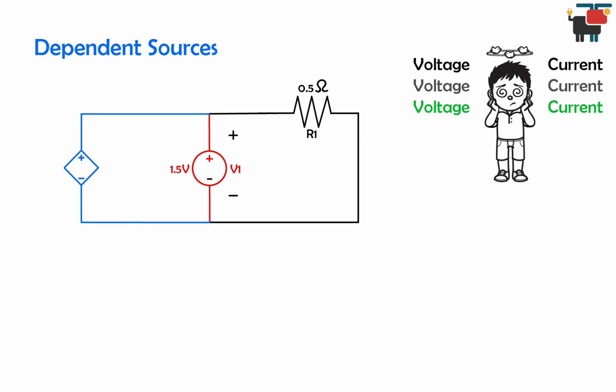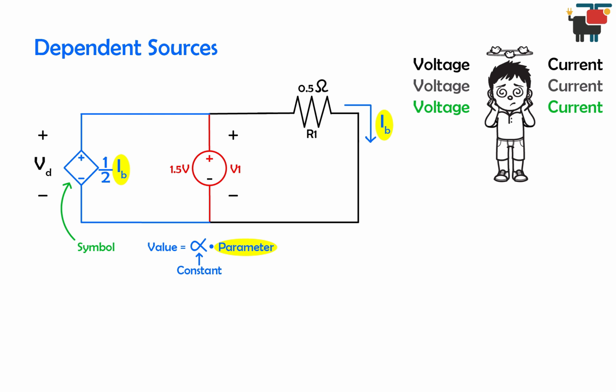By the way, just like the symbol for an independent source is a circle, we use a diamond for dependent sources. The value of the source is typically a constant multiplied by a voltage or a current. In this case, the constant is half and the current is IB, which is flowing through the 0.5 ohm resistor. In order to know the voltage generated by the dependent source, let's call it VD, we need to first find the current IB. Let's break down the problem following our recipe.